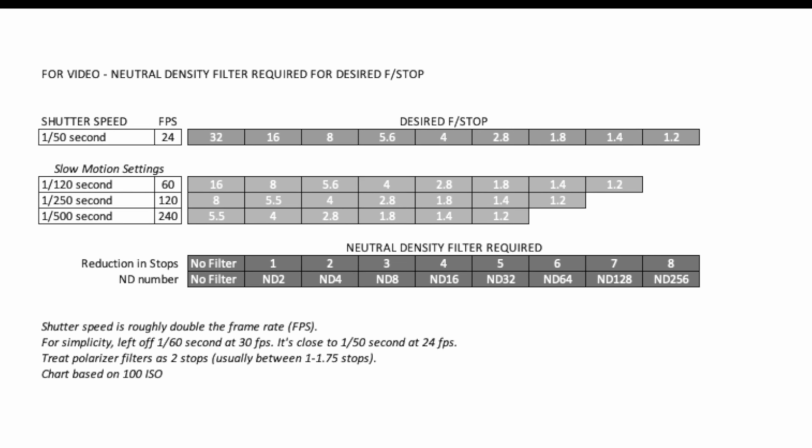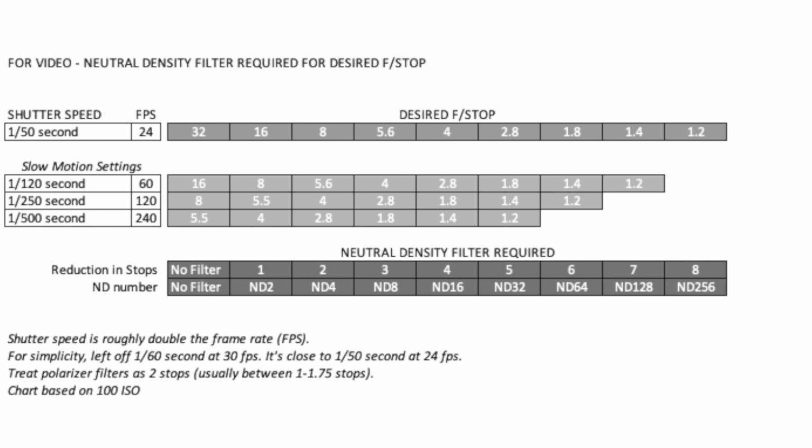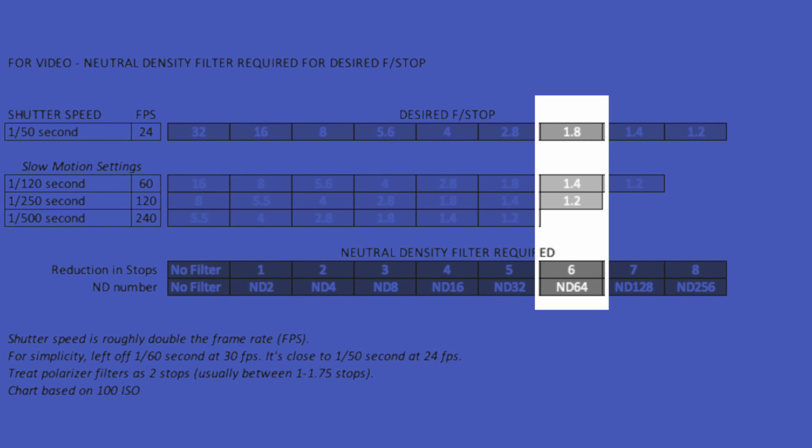If you go over on the chart and you look at this 24 frames per second, you go over to a 1.8, then I drop down and you'll see that I need a 6-stop neutral density filter, or what's called an ND64. Let's say that I want to shoot 60 frames per second because I want to shoot some slow-mo.